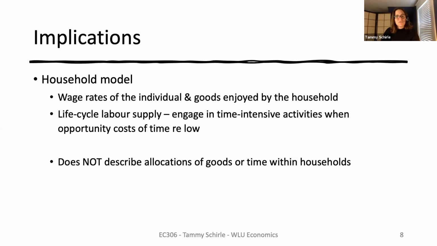And while the model can be a useful framework, it's important to recognize an important limitation. It doesn't tell us about how households decide to allocate time or goods within the household. This may in part be determined by comparative advantage, who has an advantage in household or market work, but it's also determined by negotiating power and social norms, both of which are not easily captured in such a simple framework.